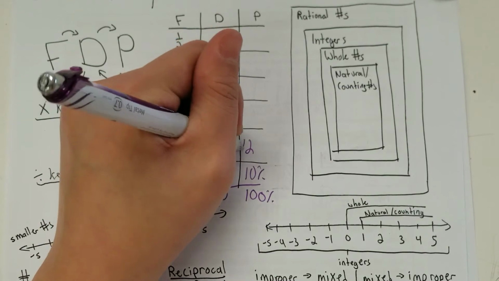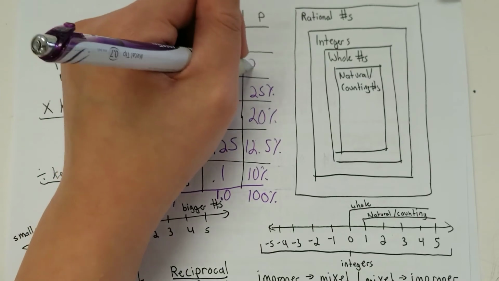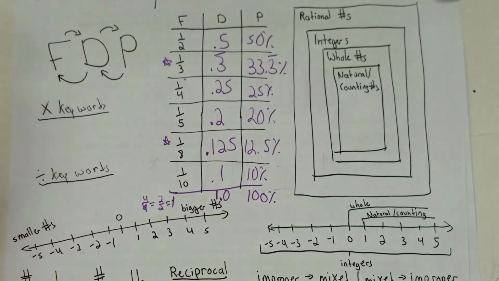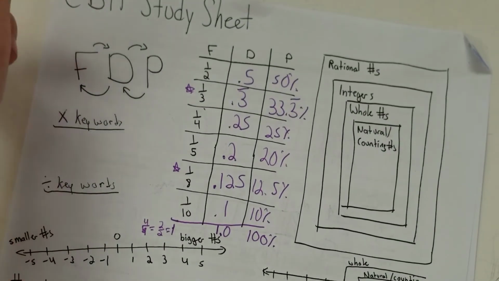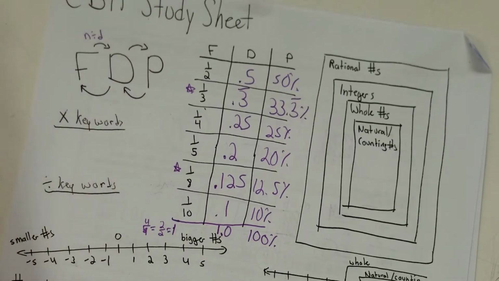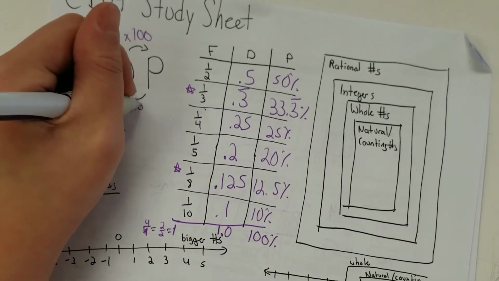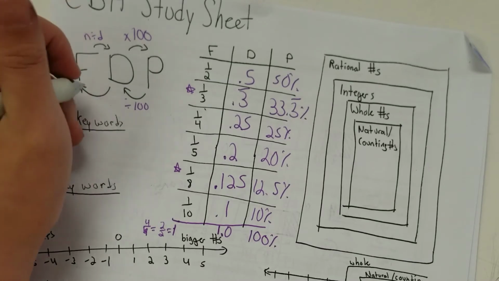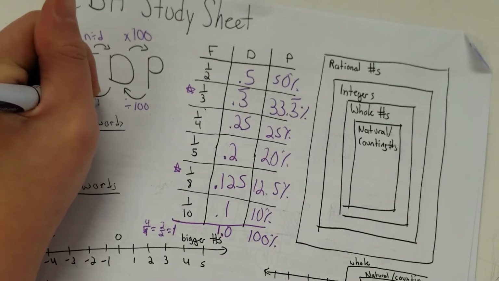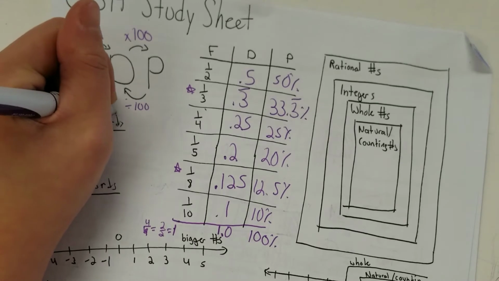Just in case you guys weren't quite sure, I wanted to give you the rest of these. This is in your notebook, by the way, so you shouldn't have too much trouble doing it, but just in case. Fraction to decimal, you do numerator divided by denominator. Decimal to percent, you multiply by 100. Percent to decimal, you divide by 100. Decimal to fraction, you say it how you write it, and then simplify.